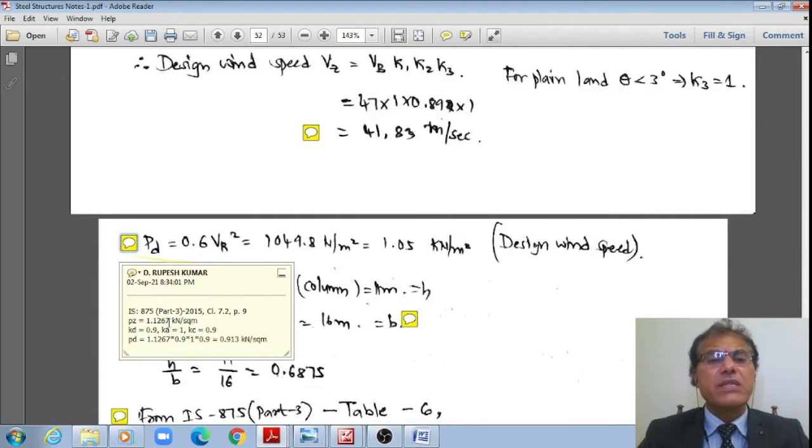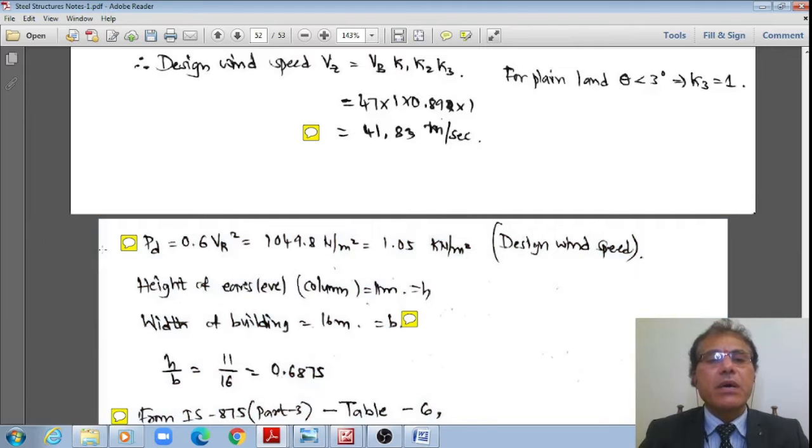Say PZ is equal to 1.1267, and KD is equal to... because if I substitute now into that, 0.6 multiplied by 43.33 whole square, it works out to 1.1267 kilonewton per square meter, and KD is 0.9, K is equal to 1, KC is equal to 0.9. Therefore, my design pressure PD is equal to 1.267 multiplied by 0.9 multiplied by 1 multiplied by 0.9. It works out as 0.913 kilonewton per meter square only.